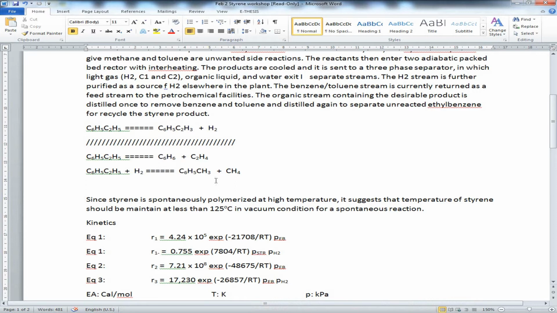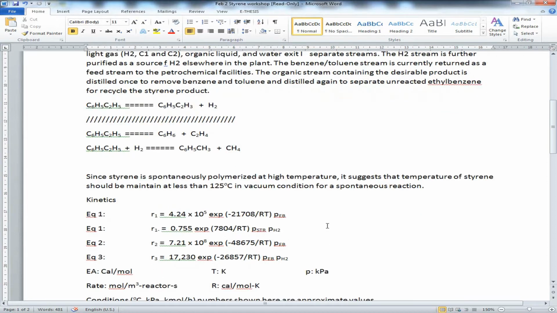One thing that we have to keep in mind is that styrene spontaneously polymerizes at high temperature. So we cannot have the temperature of styrene higher than 125 degrees Celsius, and of course, as you see in the workshop, the pressure will be kept low, in vacuum condition. Alright.